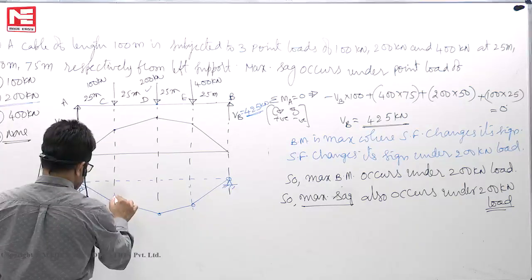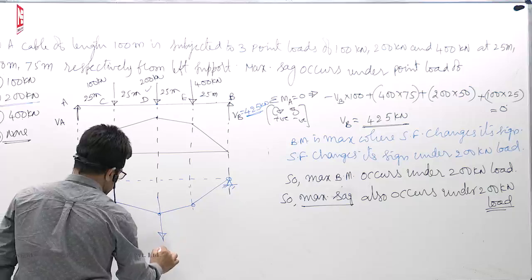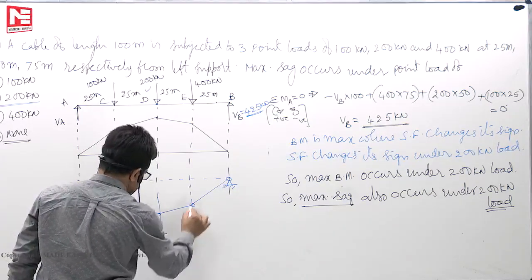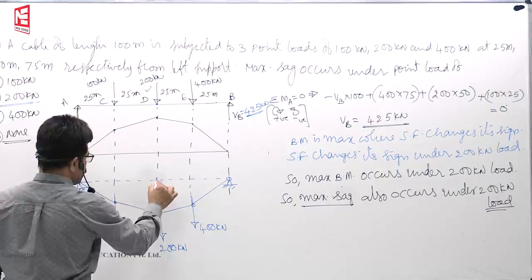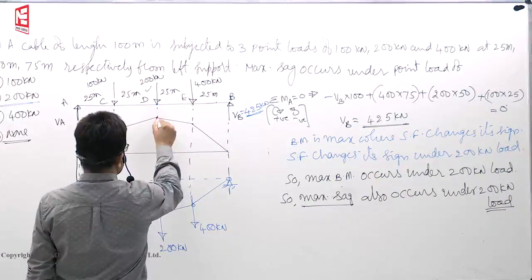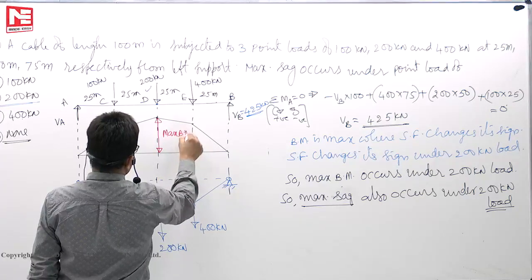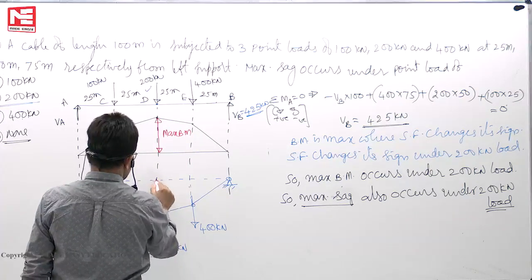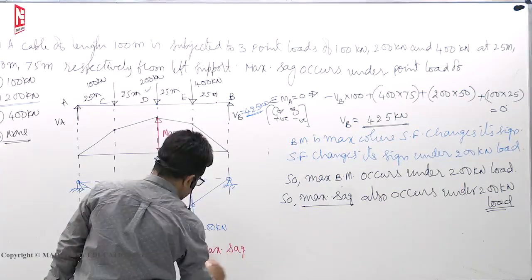Like this. This here is 100 kilonewton, 200, 400 kilonewton. This is maximum sag. See, we didn't calculate also maximum bending moment magnitude, but shear force changes the sign we have seen at D. Maximum bending moment, same location you will get maximum sag. How much is that they will not ask you, but where maximum sag occurs they will ask.